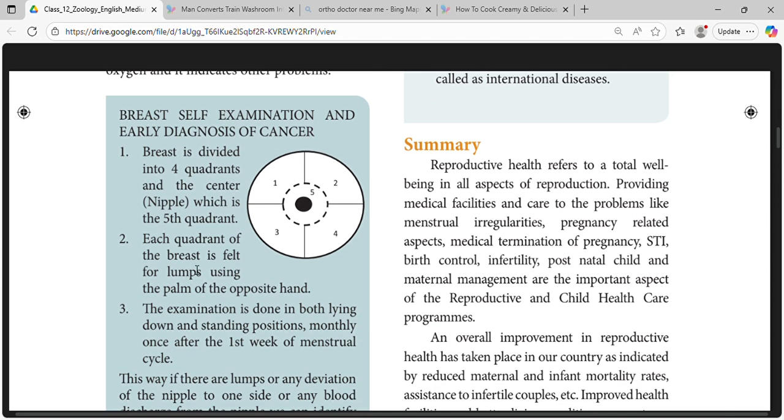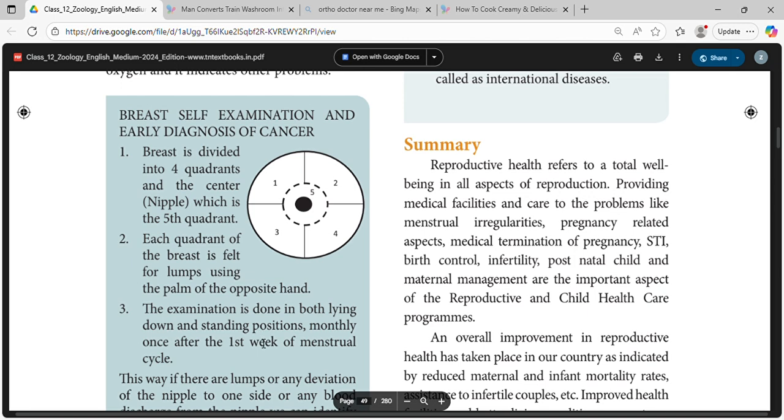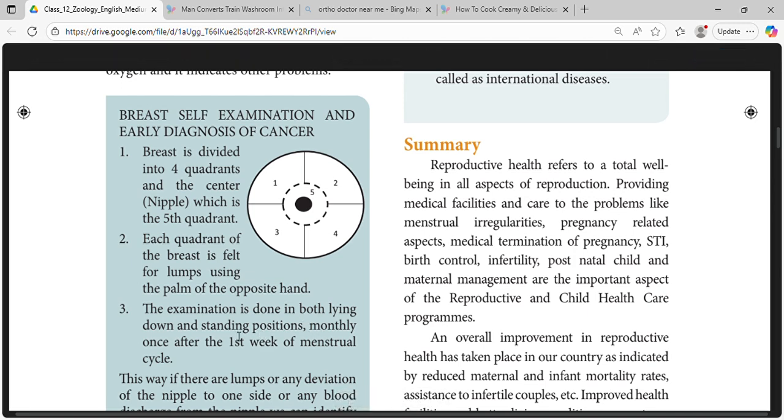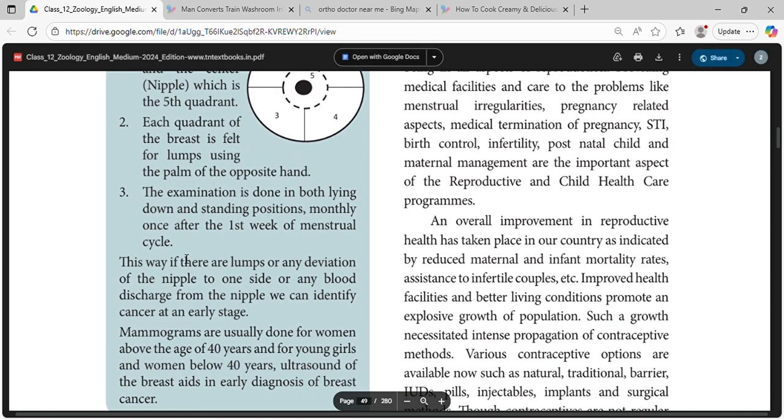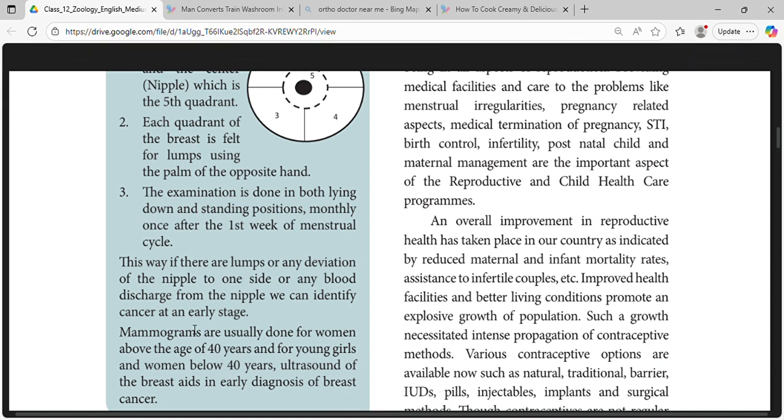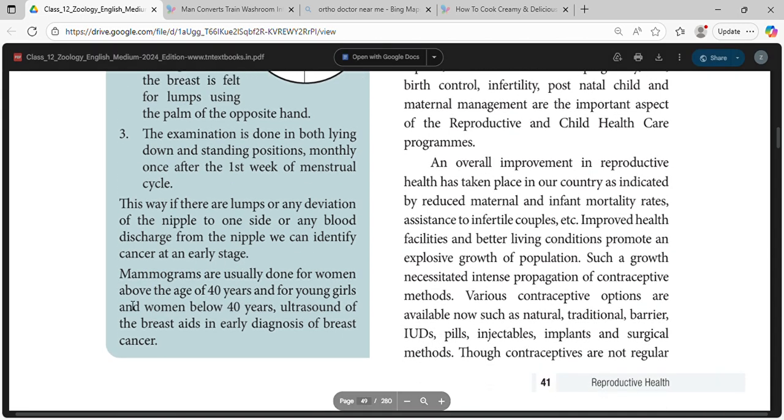The breast is divided into four quadrants. The center is the nipple, which is the fifth quadrant. Each quadrant of the breast is felt for lumps using the palm of the opposite hand. The examination is done in both lying down and standing positions, once monthly after the first week of the menstrual cycle. This way, if there are lumps, any deviation of the nipple to one side, or any blood discharge from the nipple, we can identify cancer at an early stage.